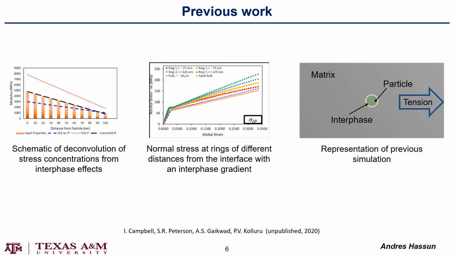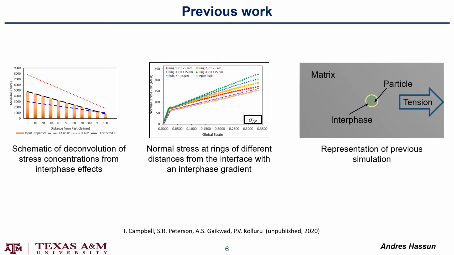Some previous work that has been done by the O-REU group on this topic is on the left, where we can see a schematic of the deconvolution of stress concentration from interphase effects. So we can see the blue line here, which is the FEA data without an interphase, needs to be subtracted from the red line, which is the FEA data with an interphase, in order to get to the black line, which is what we expect to find in an experiment. However, this is more of an estimate and may not be what we find in actuality.